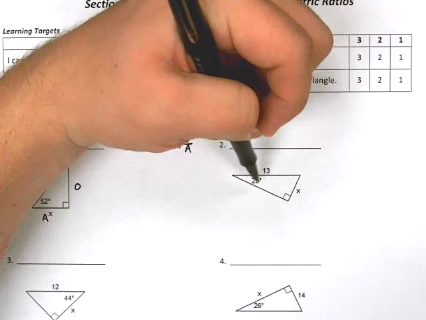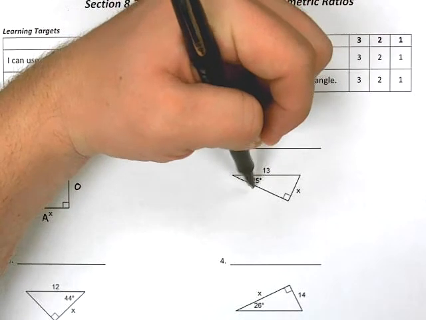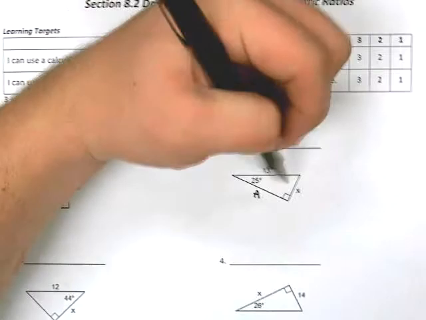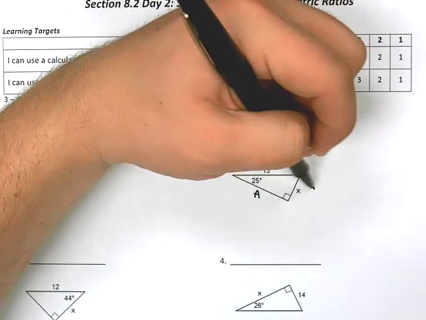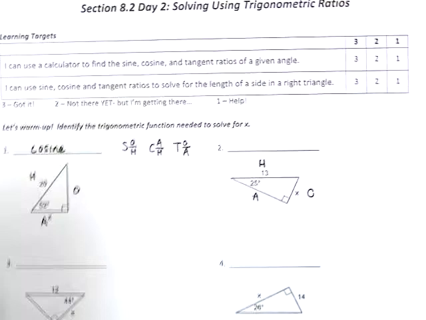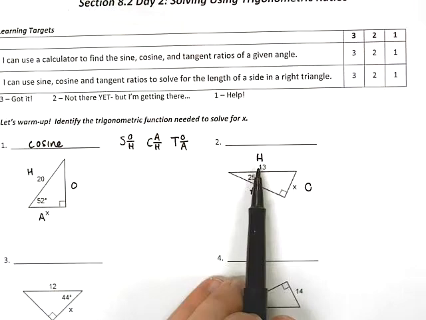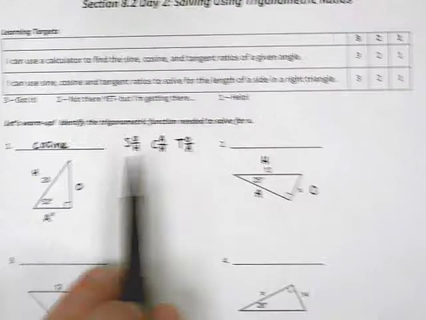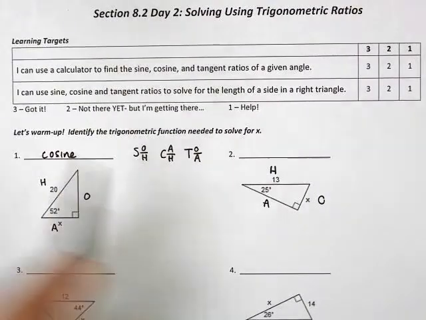That means that I do not have the leg that's next to it, so I'll put an A there. I do have the opposite leg, and I do know that 13 is the hypotenuse, so x and 13, that's O over H, or O and H, excuse me. SOH, sine.